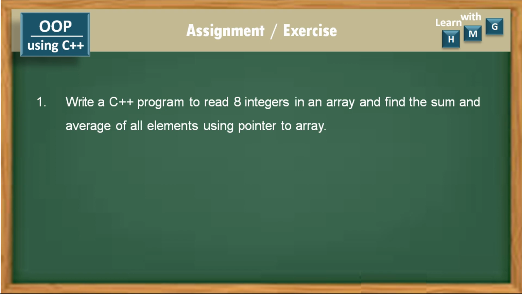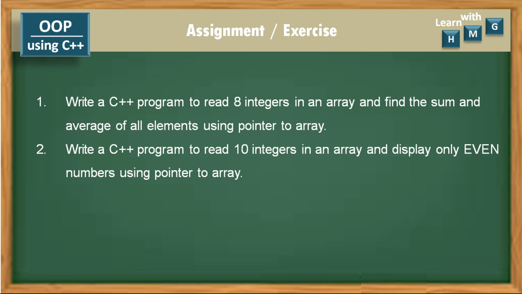The second exercise for you, write a C++ program to read 10 integers in an array and display only even numbers using a pointer to array. Here you have to use the if condition within the loop, that is if *(ptr + i) mod 2 is equal to 0, then that element will be even, and if the condition is true, you have to display it. So write that if condition within the loop, and the same program for odd numbers.